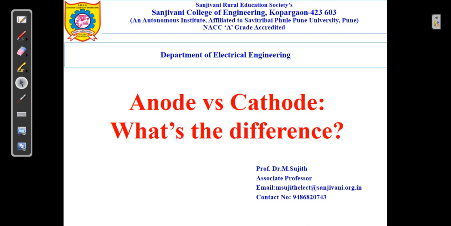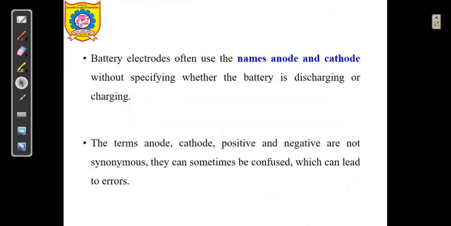I welcome you all to discuss the difference between anode and cathode. In many terminologies, anode and cathode get confused with the terms positive and negative. Battery electrodes are normally named anode and cathode without specifying whether the battery is discharging or charging.